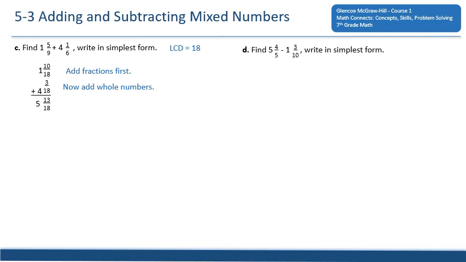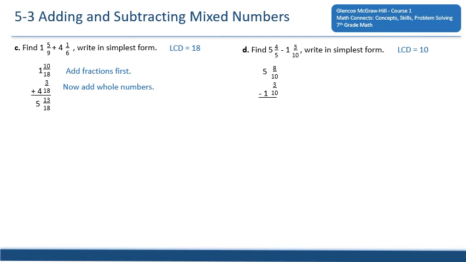Find 5 4/5 minus 1 3/10, write in simplest form. We need to find the least common denominator. Hopefully you see that 10 is a multiple of 5. So we can use the least common denominator of 10. And in order to get an equivalent fraction to 4/5 with 10 in the denominator, we're going to multiply 5 times 2 to get 10. So we'll multiply 4 times 2 to get 8. And then we don't have to do anything to 3/10 because it already has 10 in the denominator.